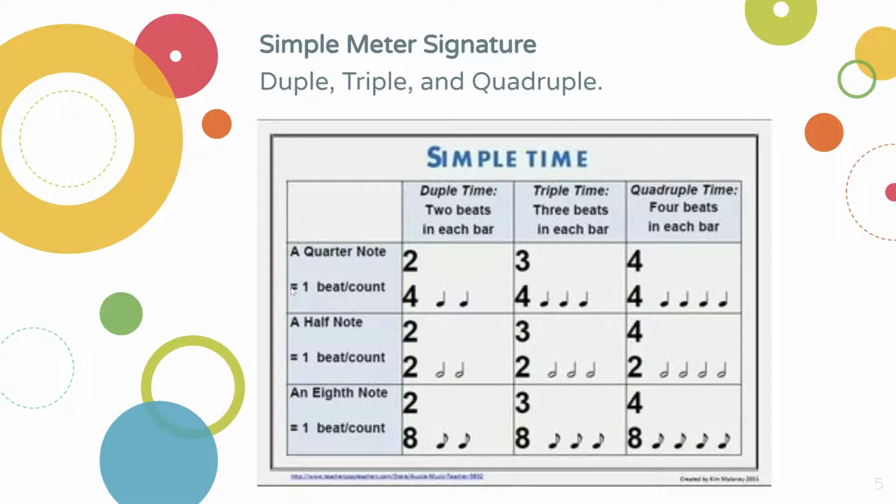And the bottom number represents the note value. So the 4 would be a quarter note, a 2 would be a half note, and 8 would be an eighth note. If the bottom number is 1, then it would be a whole note. And if the bottom number was a 16, then it would be a 16th note. But this rule is not the same for compound time signatures. So we're not going to go into compound time signatures today, but we're just going to focus on simple meter signatures.